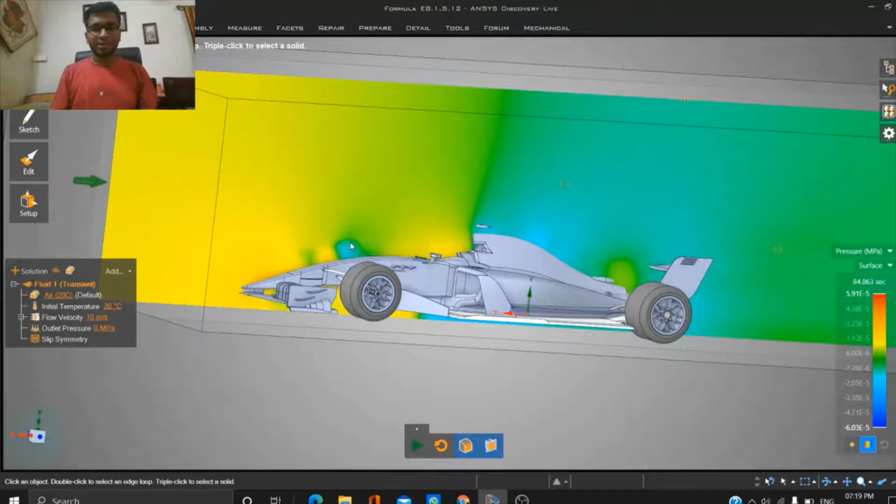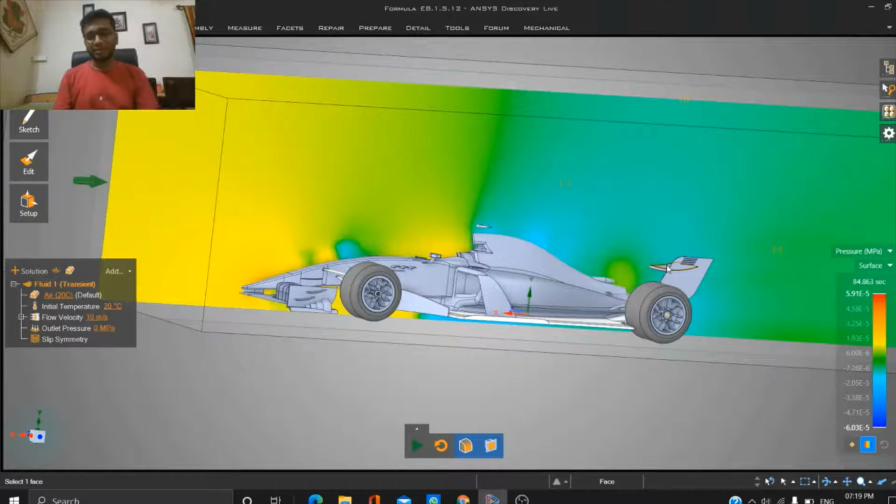And as we know, on the upper side, that is above the car, the pressure is quite high. So the pressure is 6 into 10 to the power minus 6 MPa. And below the car, the pressure is low. So it is minus 2 into 10 to the power minus 5. And moving to the wings part, the pressure is minus 2.5 into 10 to the power minus 5.